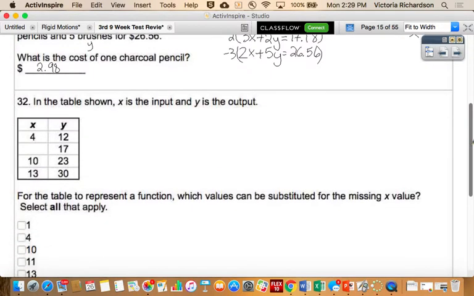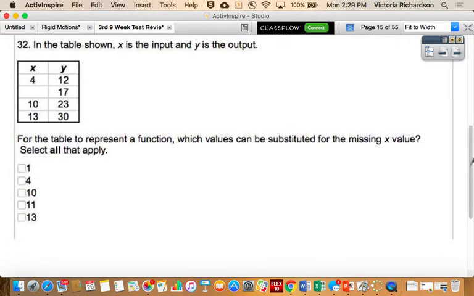In the table shown, x is the input and y is the output. So it says for the table to represent a function, which values can be substituted for the missing x value. So we need to find our rate of change. First of all, from 12 to 17 is plus 5. From 17 to 23 is plus 6. And from 23 to 30 is plus 7.